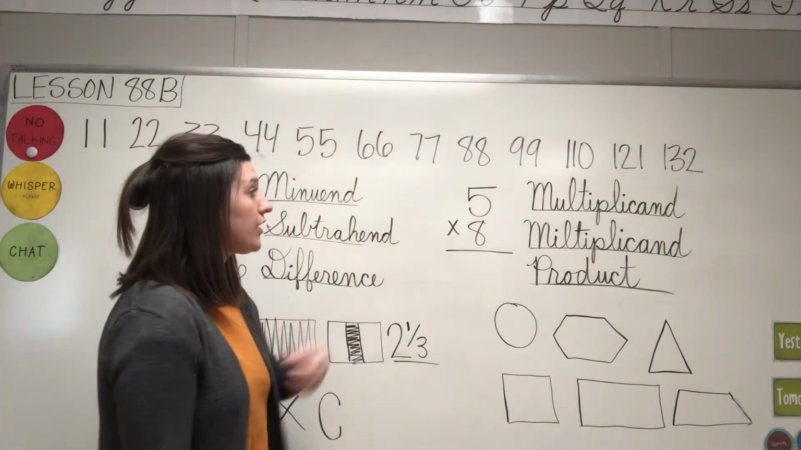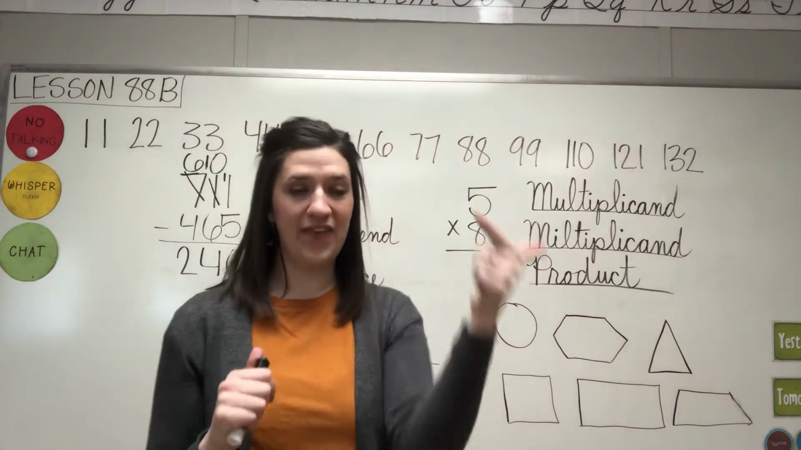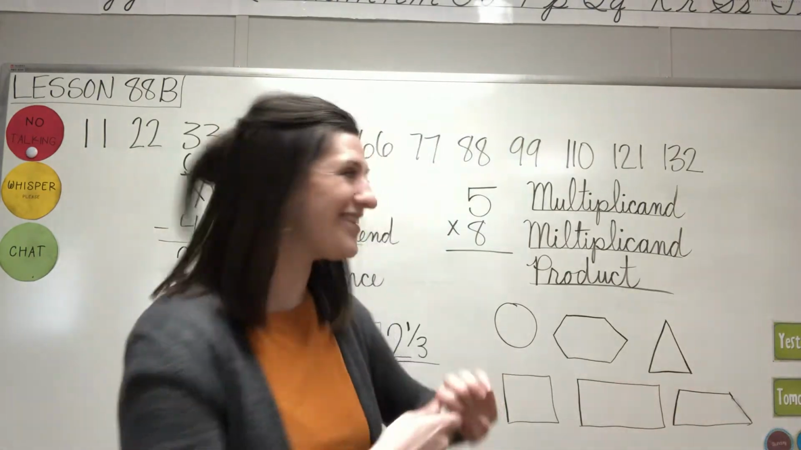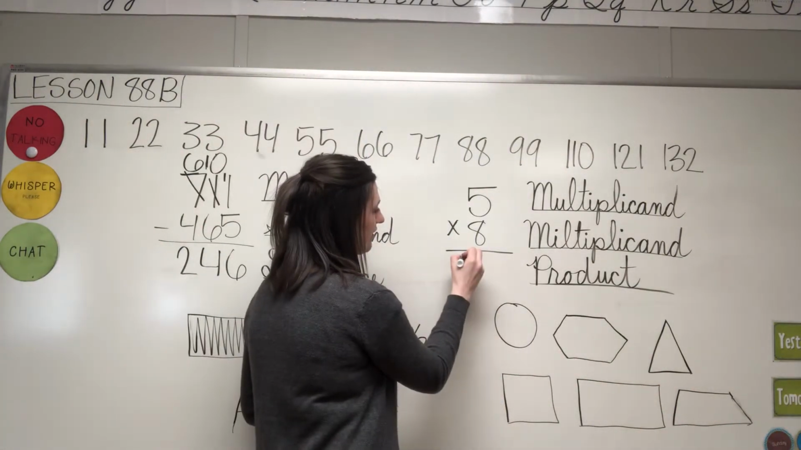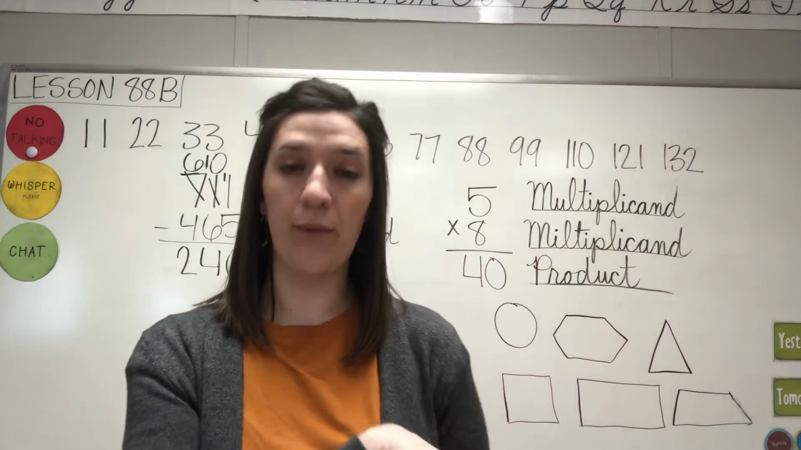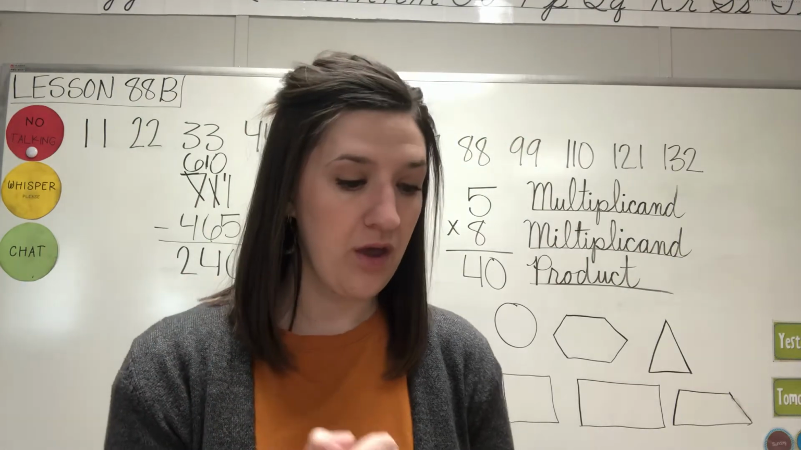So 5 times 8. Do your count by 5s 8 times. 5, 10, 15, 20, 25, 30, 35, 40. The answer is 40. That's how you would do all your multiplication problems. Pick a count by that you know best and then count up that many times.